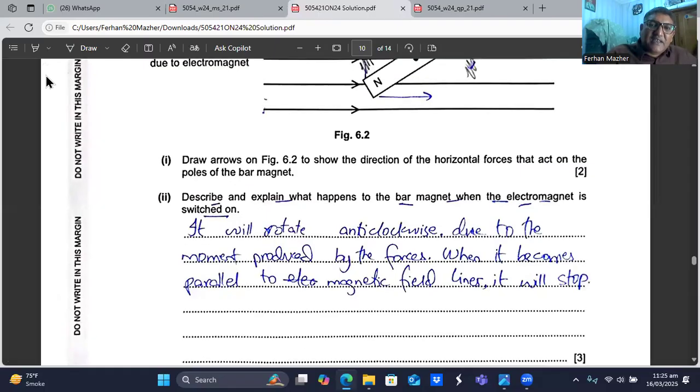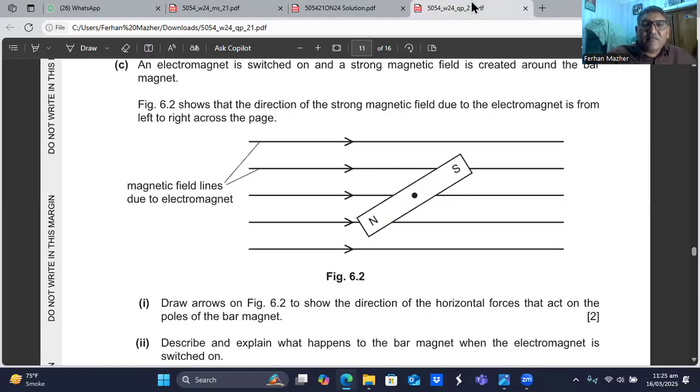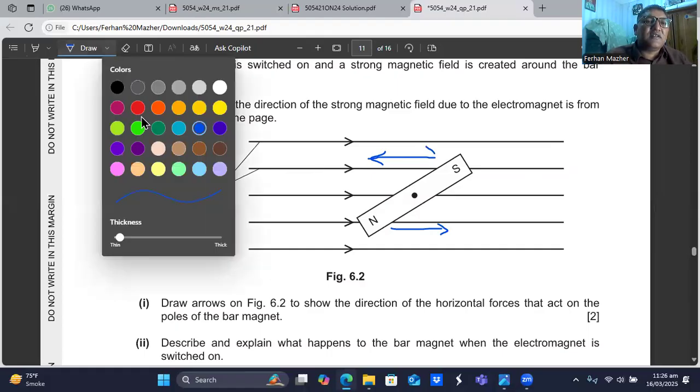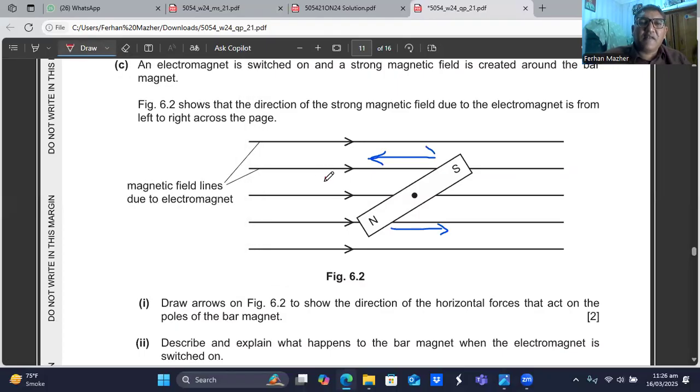So basically what I am saying is that this is going to rotate. You see, this is experiencing a force in this direction. It is experiencing a force in this direction. Okay. So what will happen? This will rotate. And when this north will be here, when this bar magnet will become, it will become here.